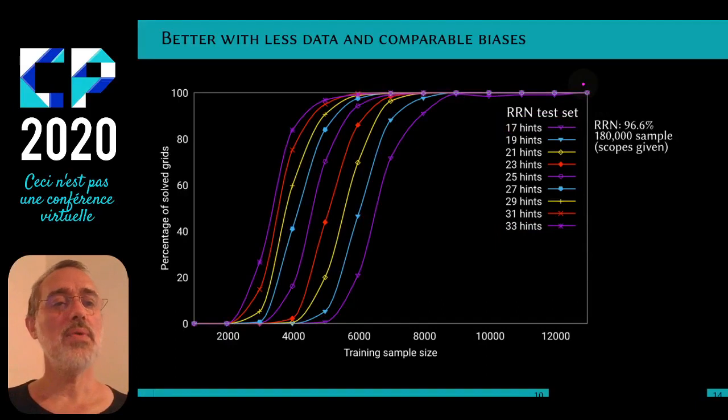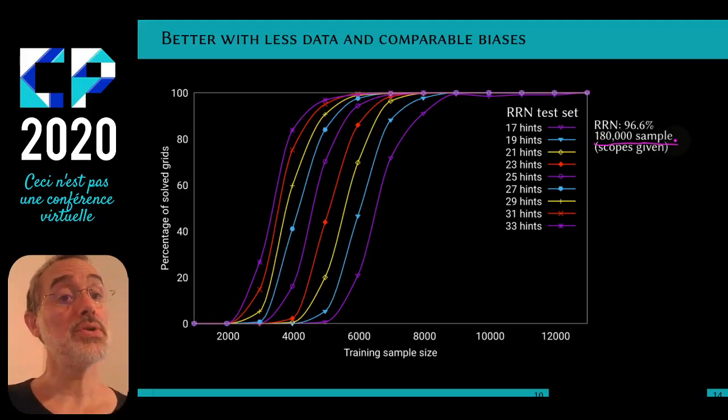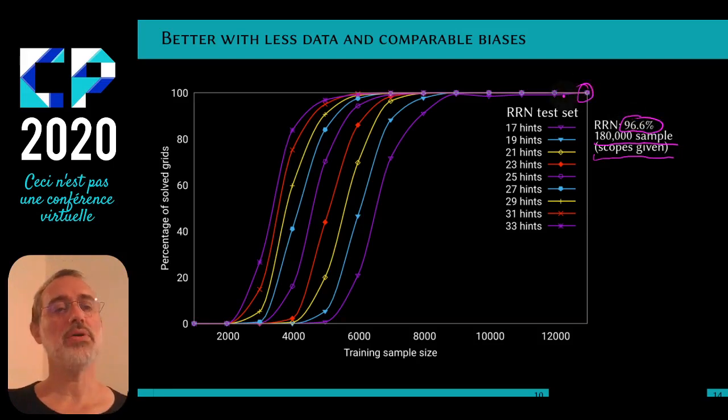And how well does RRN do on this very same test set? RRN uses all its training set, so a very large training set. It also benefits from the fact that the scopes of the cost functions are given to it. So it knows that there are functions inside lines, inside columns, and inside subgrids of Sudoku grids. And nevertheless, with this huge sample size and the knowledge of the scope, it never solves all the problems correctly, while this appears much sooner for our approach.